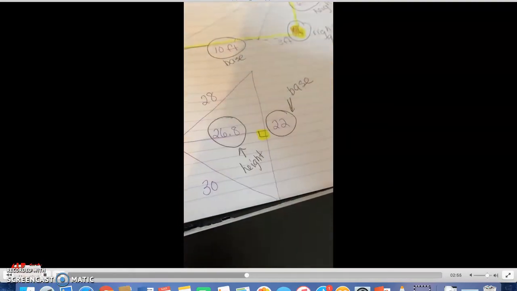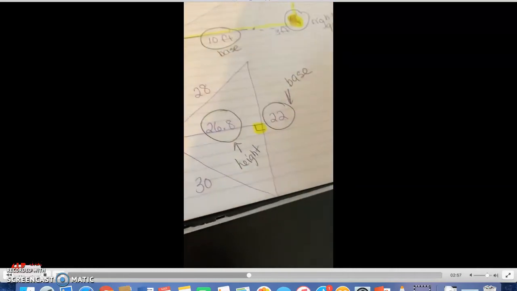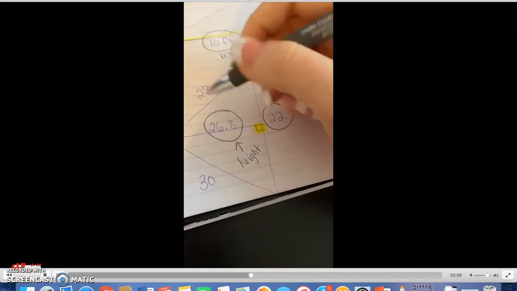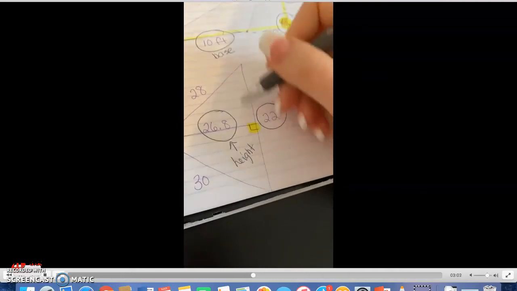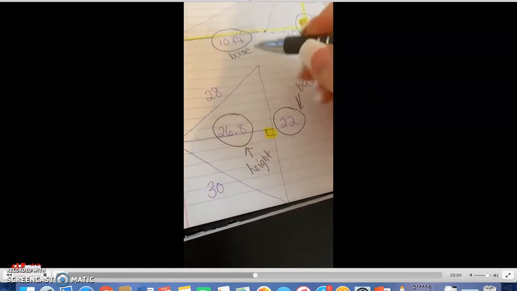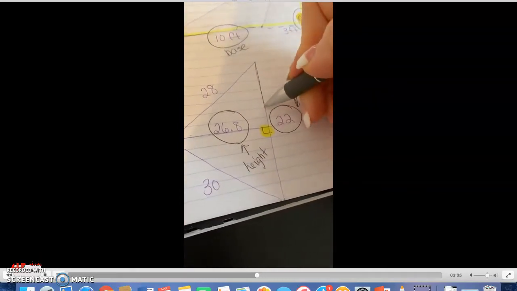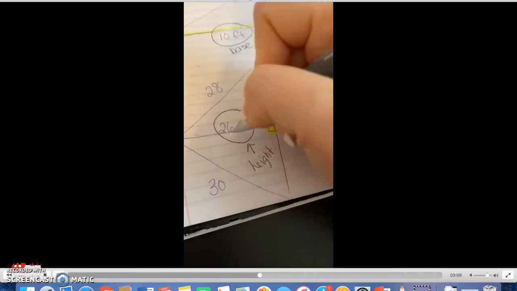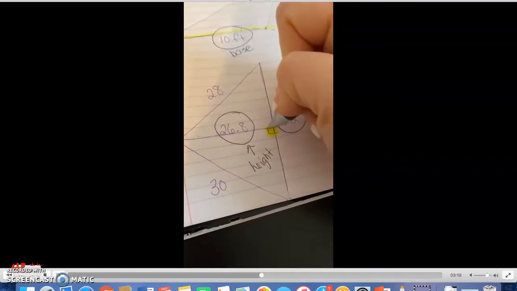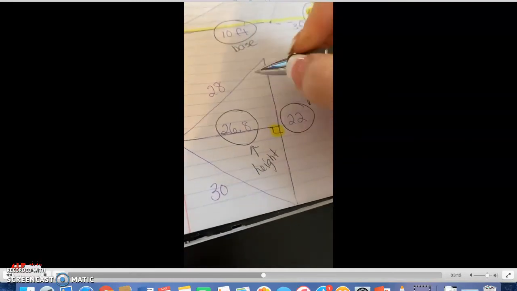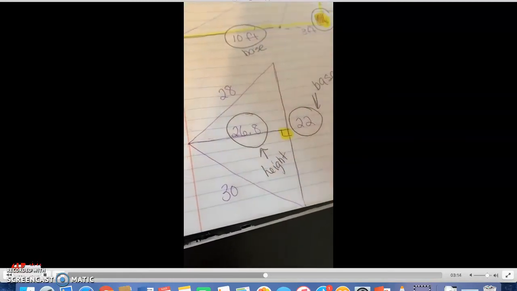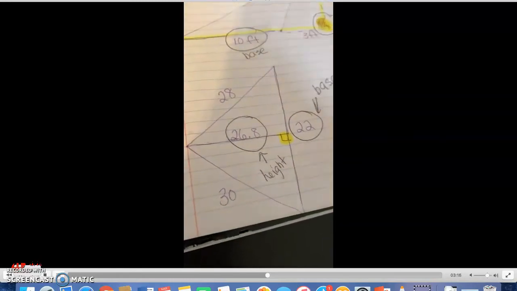Again, you want to look for where you find a right angle. So here is my right angle. So again, that square shows it. So you want to find that square. What two lines made it? Well, it was this one and this one. So 22 is the base because that's part of my triangle. This 26.8 is the height because that's the perpendicular line to the base. So again, those are the two lines that made up the right angle there.